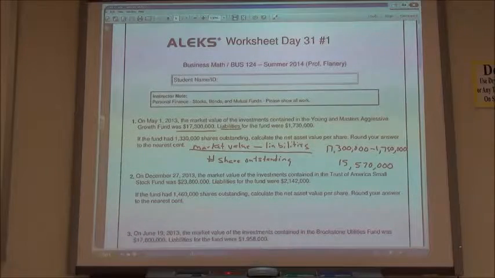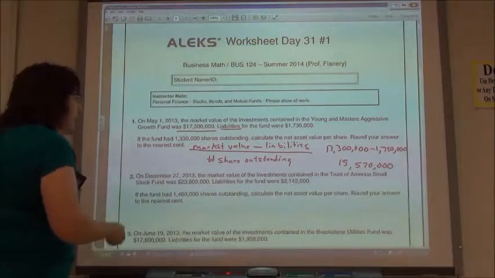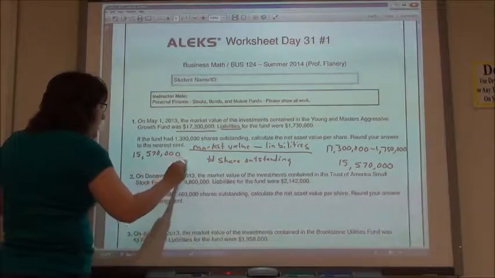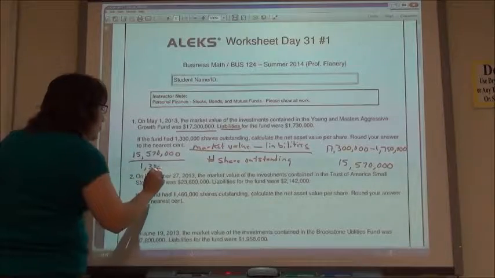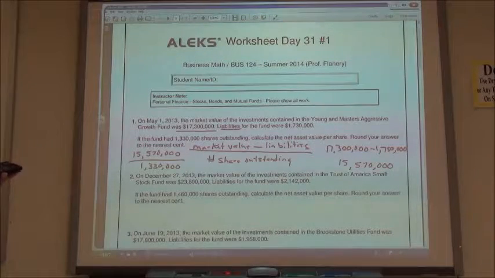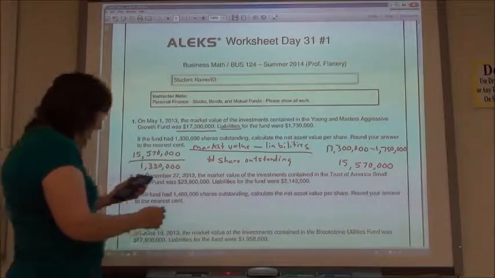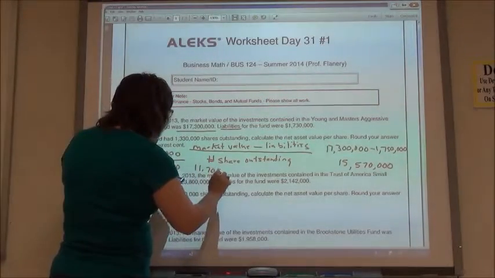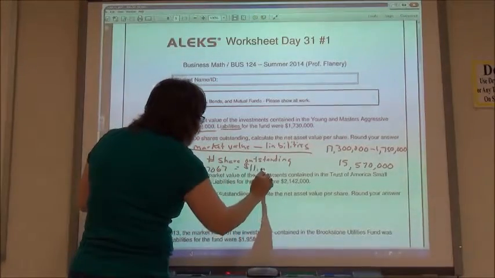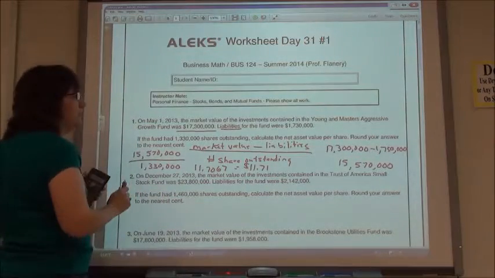I am then going to take that value and divide it by the shares outstanding. So I'm going to take the $15,570,000 divided by the $1,330,000. So divide that by $1,330,000, and I get, I'm going to round this to, I got to look here, to the nearest cent. So $11.71, because I get 11.7067, so forth and so on. So to the nearest cent, $11.71. Write it over here.